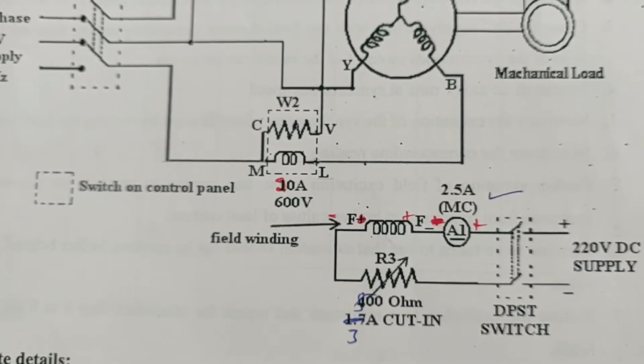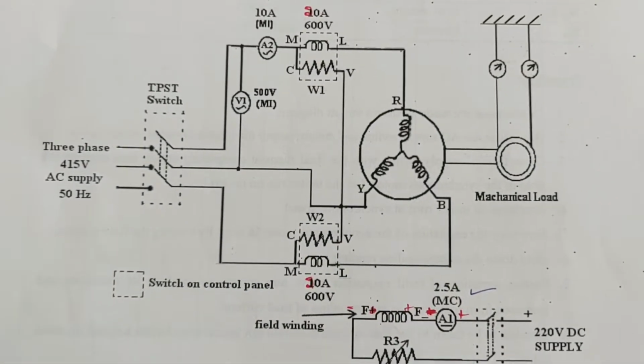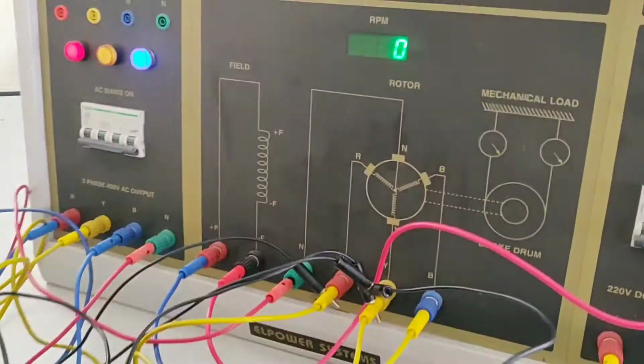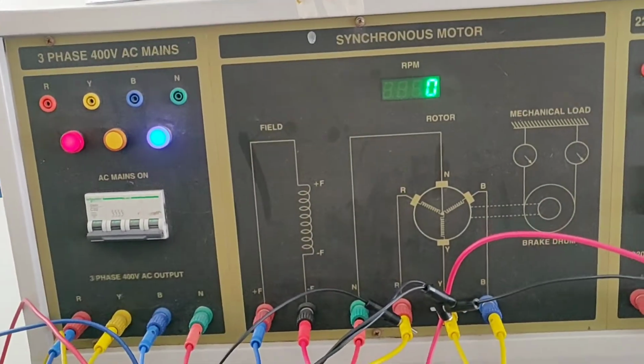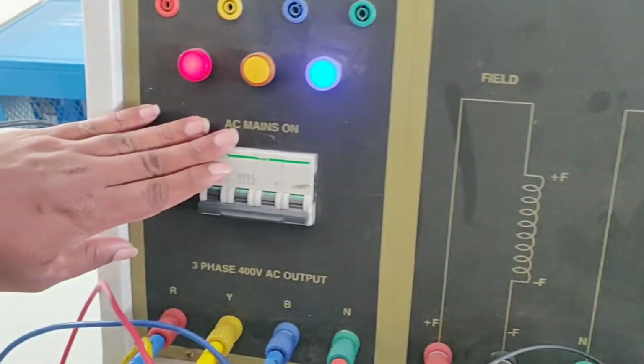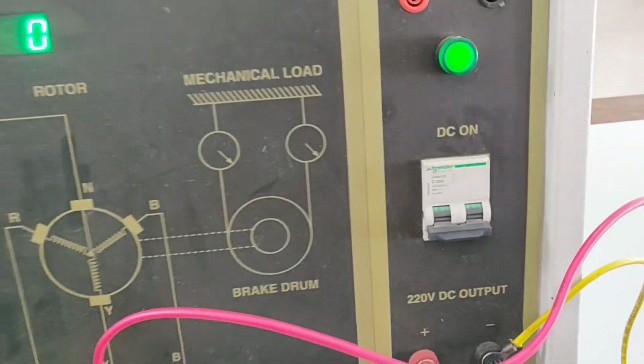So firstly we shall go with the connection of this particular circuit. So we can go with the panel. You can see here, this is the MCB, and this is where you can measure the speed. Here you will be getting AC supply, three-phase AC supply. From this MCB you will be getting a DC supply.